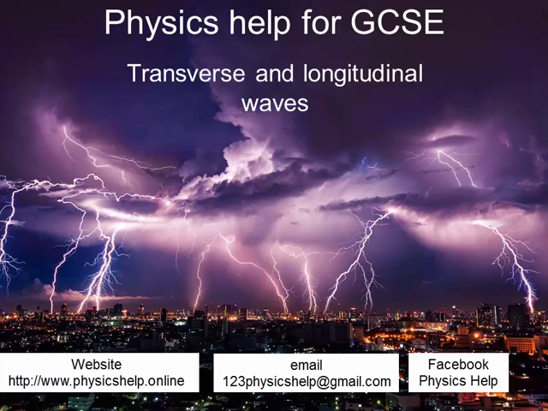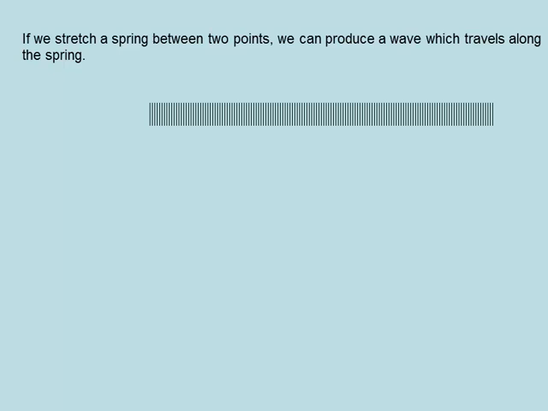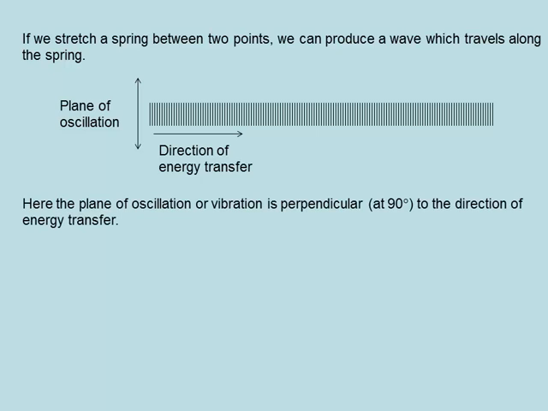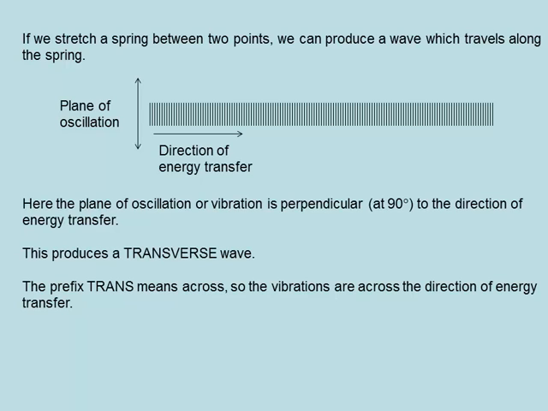Transverse and longitudinal waves. If we stretch a spring between 2 points, we can produce a wave which travels along the spring. We can oscillate the spring like this, and the wave will travel in this direction. Here, the plane of oscillation or vibration is perpendicular, or at 90 degrees, to the direction of energy transfer. This produces a transverse wave. The prefix trans means across, so the vibrations are across the direction of energy transfer.